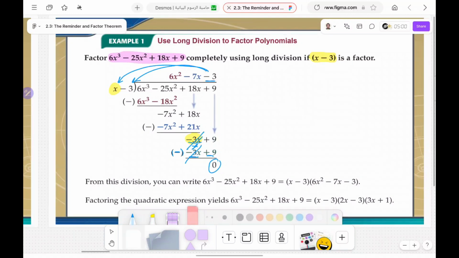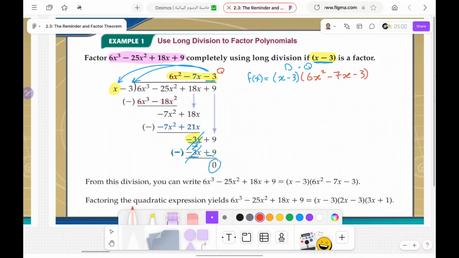Now after I get the 0, this means when the remainder equals 0, the divisor that I divided the polynomial by is a factor. Okay, when I need to write the answer, the answer is f of x equals the divisor that I have, x minus 3, multiplied by the quotient. What is the quotient? The quotient is the answer that I wrote here. So this one is the quotient. It should be 6x squared minus 7x minus 3.